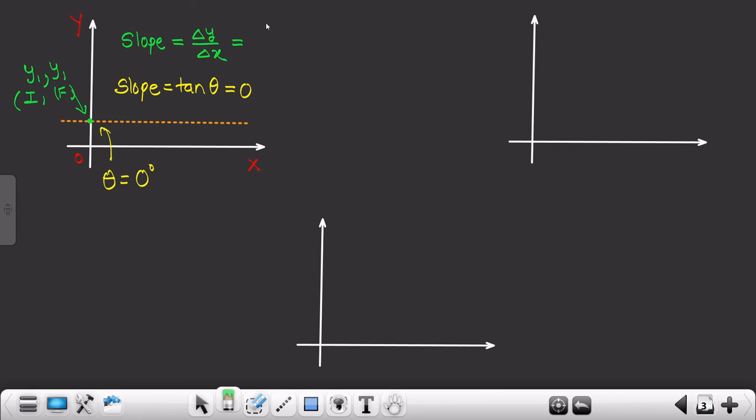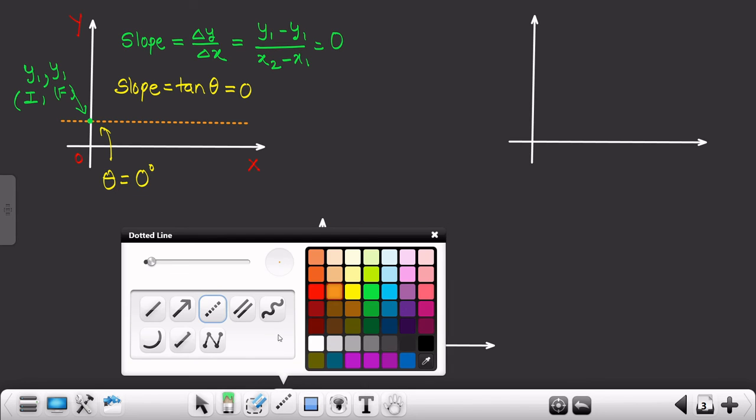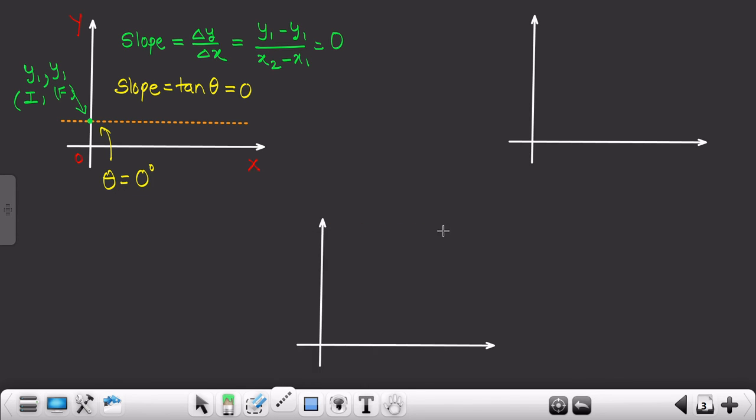That is not changing, and that's why if I'm writing it in this way, y1 minus y1 divided by x2 minus x1, which is equivalent to 0. Why? Because these two terms are similar. You can also go with this way, it's up to you. And now let's suppose I'm asking you students, what would be the slope for this particular line.